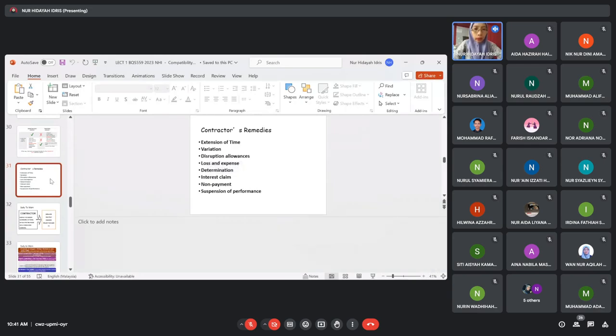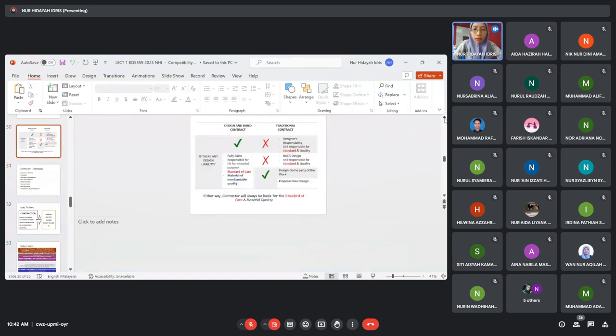Okay, so kita akan continue with contractor's remedy. Before this kita dah tengok contractor's liability in designing. If we recap on slide 30, is there any design liability for the contractor? Basically for traditional contract, there is no design liability for the contractor. Why? Because in traditional contract, all the designers prepare all the drawings, so it is the designer's responsibility on the design. Anything regarding design liability has nothing to do with the contractor.